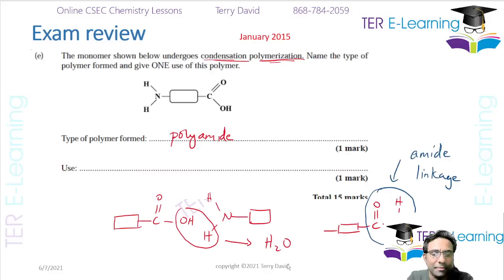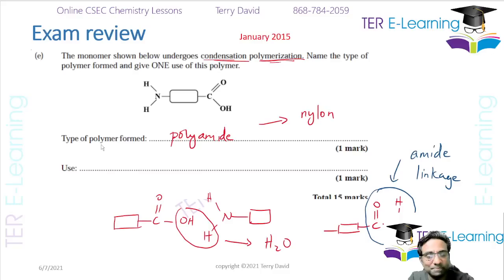Now this polyamide here, we have to be able to give a use, right? Now an example of a polyamide could be nylon. Nylon is an example of a polyamide, right? What do we use it for? We use it to make rope, we use it to make clothes, we use it to make carpets, brushes, right? So any one of those answers will work. This is what a nylon structure looks like. So the polymer called nylon, it looks like this.